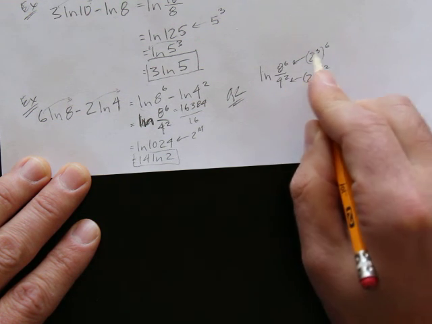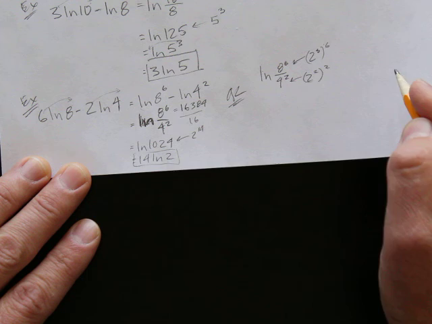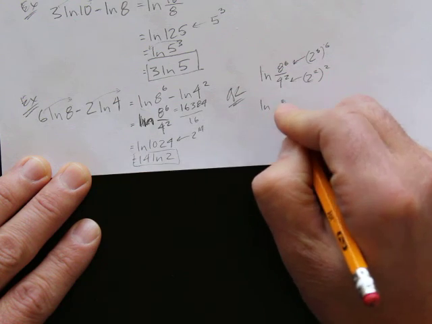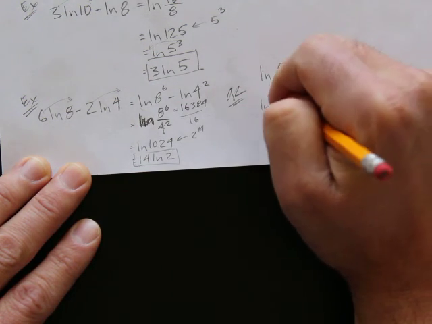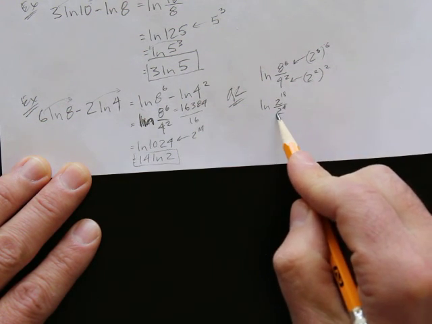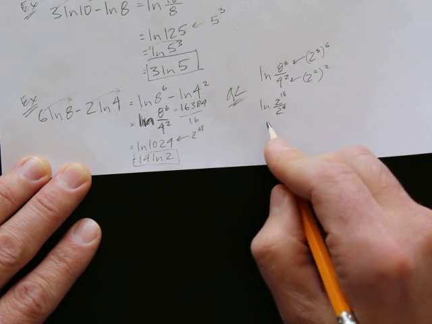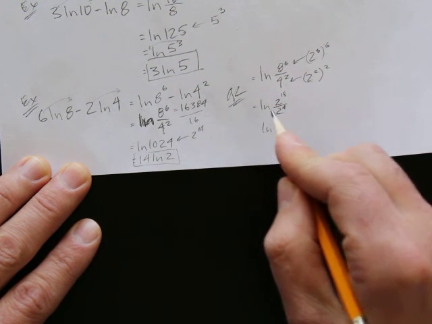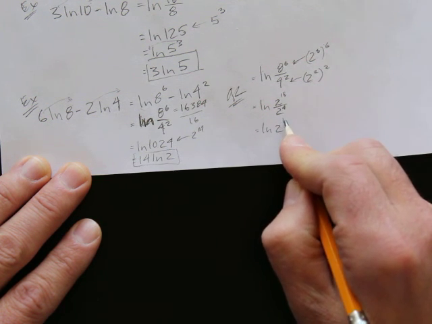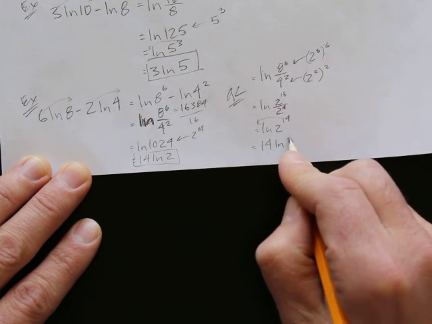And then I kept the 6 up here and the 2 here. When I raise to a power, I multiply those. So I've got natural log of 2 to the 18th power over 2 to the 4th power. Now, since I have the same base, I can just subtract 4 from 18 and I get natural log of 2 to the 14th, and then that 14 goes out front: 14 natural log of 2.